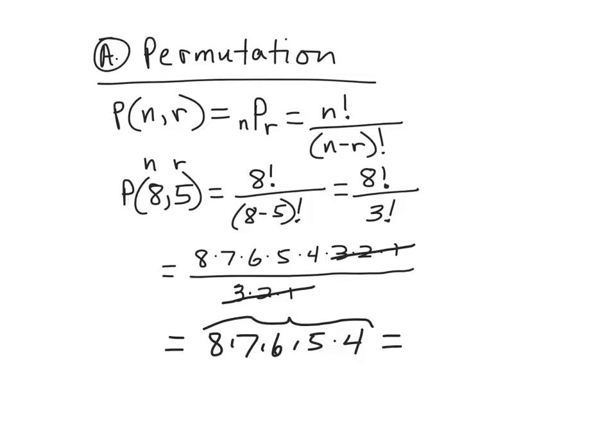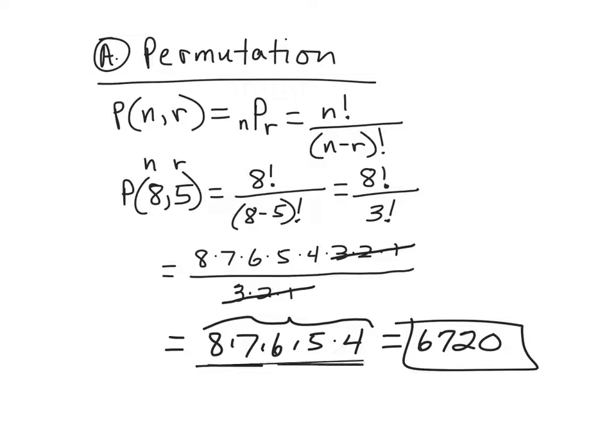If I would have had an 8 permutation 2, then it would have been the first 2 factors of 8 factorial. If it would have been an 8 permutation 6, it would have been the first 6 factors of 8 factorial. By the way, has somebody multiplied this out? 6,720. Okay. There you go, 6,720. Now, what kind of counting problem would I need to do this with? Well, let's go chew on that for a minute.